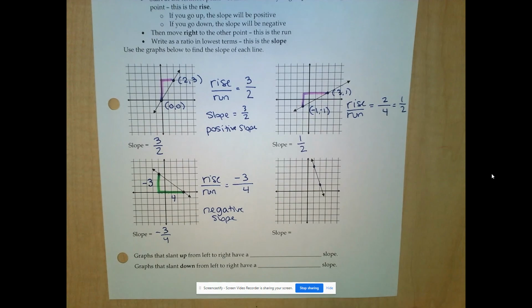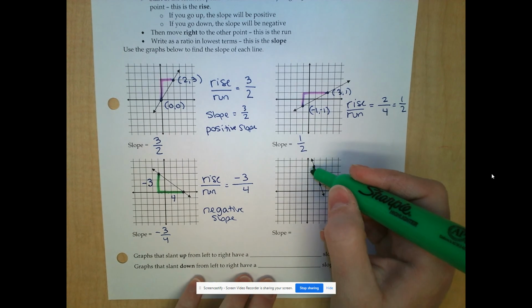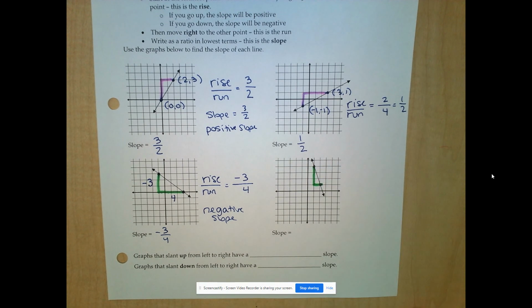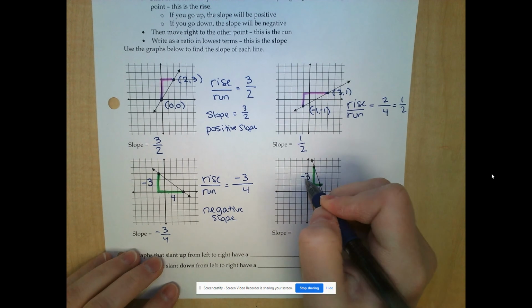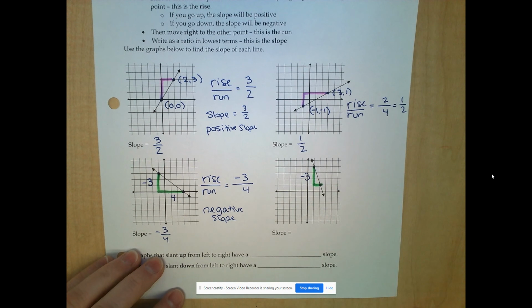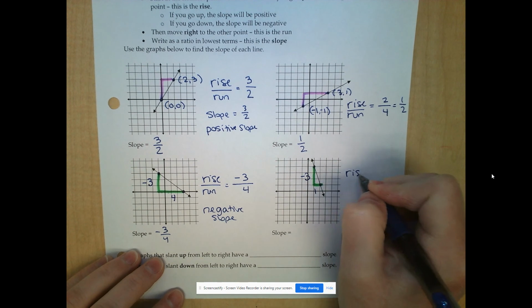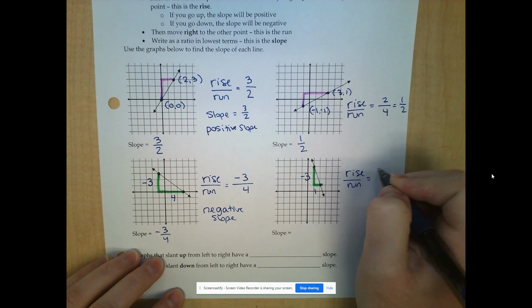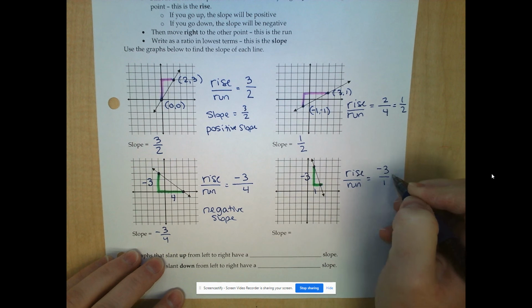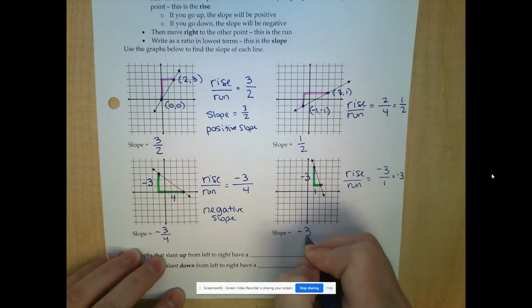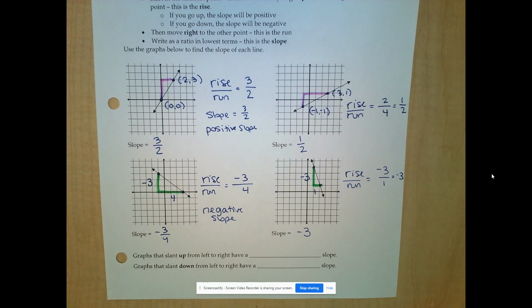And last but not least, we've got to pick out 2 friendly points. Those look pretty good. I'm going to go from left to right. So I've got to go down 3 in order to go right 1. So down 3 being a fall more than a rise, and to the right 1. Rise over run, -3 over 1, which again, we want to go for lowest terms. Best answer would just be a slope of -3, also a negative slope.